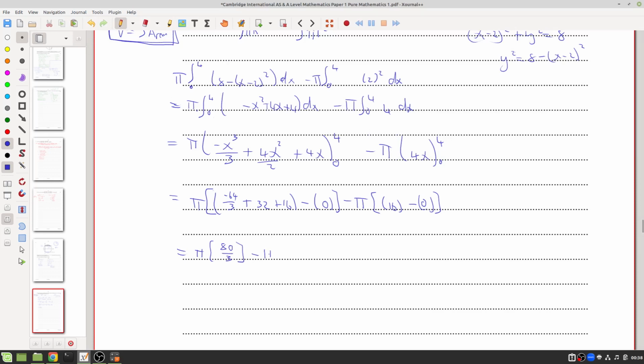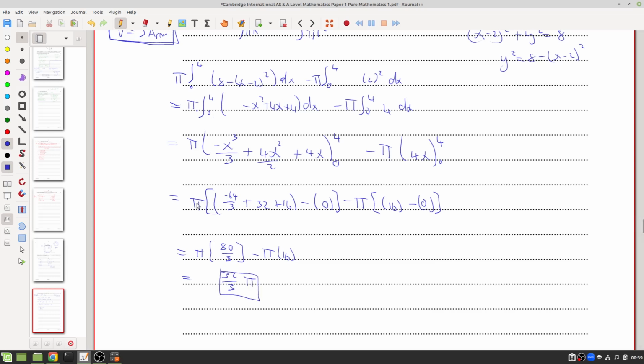Minus, and then we've got pi times 16. All right, so let's simplify that. So 16 is the same as 48 over 3. 80 minus 48 is 32. So we've got 32 over 3 pi.